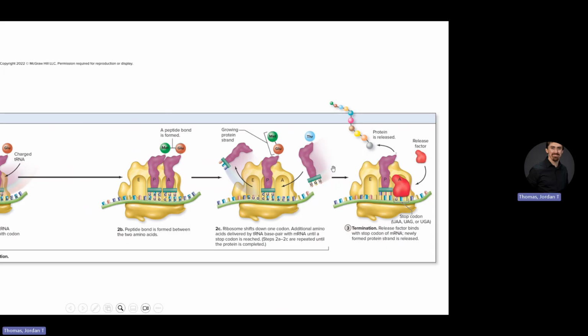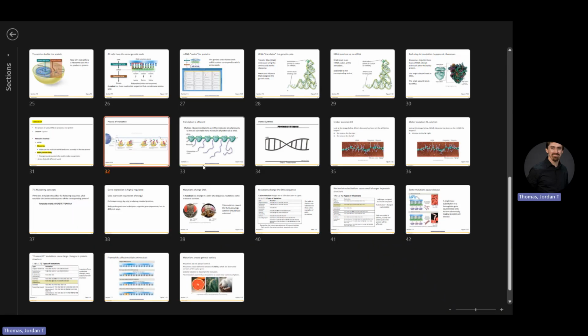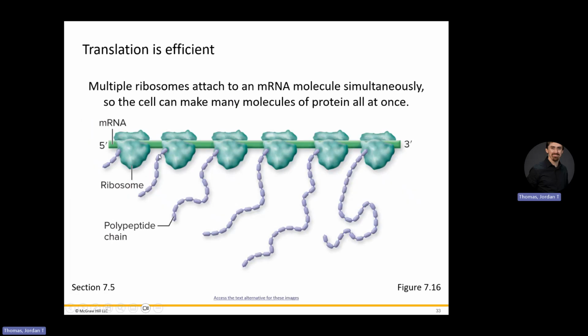So we're using all these transfer RNAs, these tRNAs, to come in, read the codon, and then attach their amino acid so we can make this long strand of protein. So translation is efficient though. Multiple ribosomes attach to mRNA molecules simultaneously, so the cell can make many molecules of protein at once.